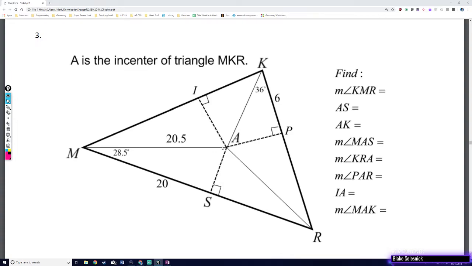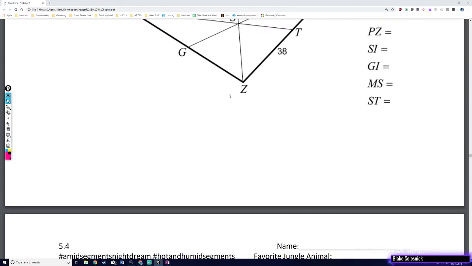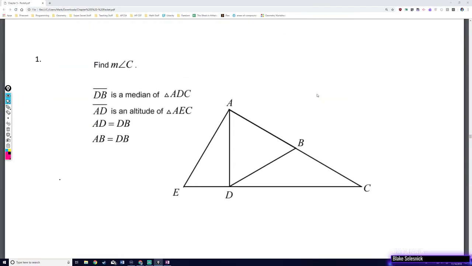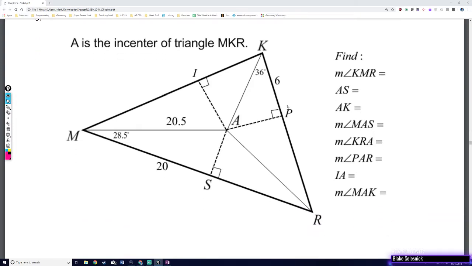I mean, I could probably do these last three and finish it out here with these three. What do you say? Yeah. Let's do it.